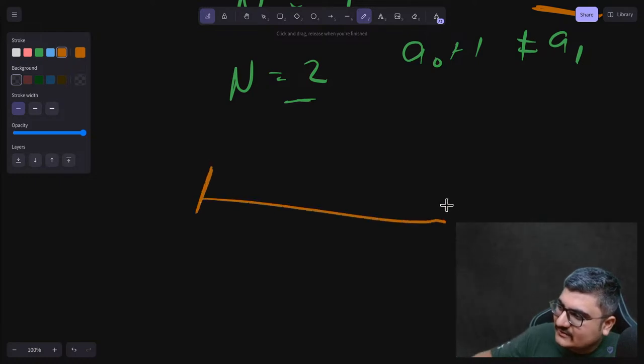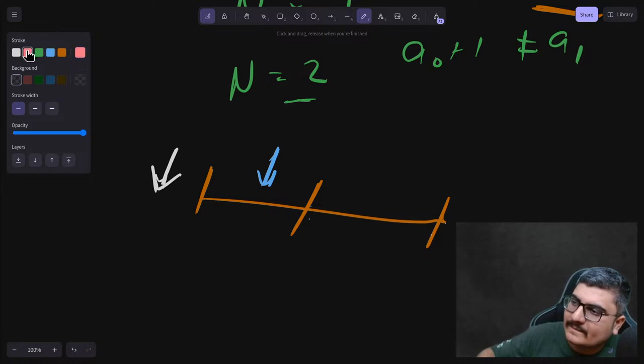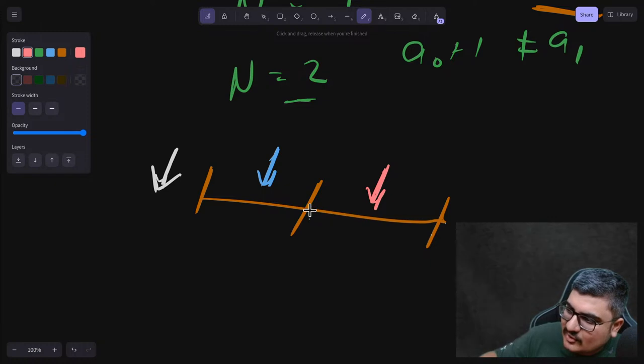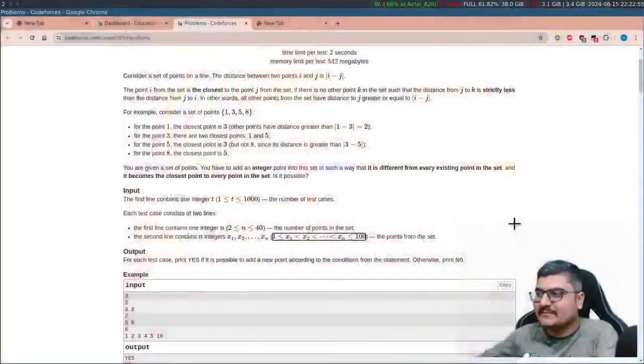Because for 3 points, the number line would look like this. If you add a new point here, for these 2 points, the nearest point would not be the new white one. If you add a new point in this range, for this point, the nearest point is this, not the blue one. Similarly, if you add a new point here, the nearest point for this is this orange one, not the pink one. Similarly, if you add a new point here, for this point, the nearest is this, not the green one. And for this, the nearest is this, not the green one. And essentially, this was the idea here.